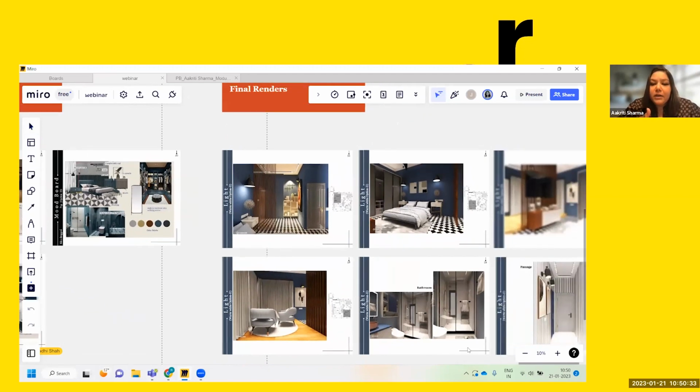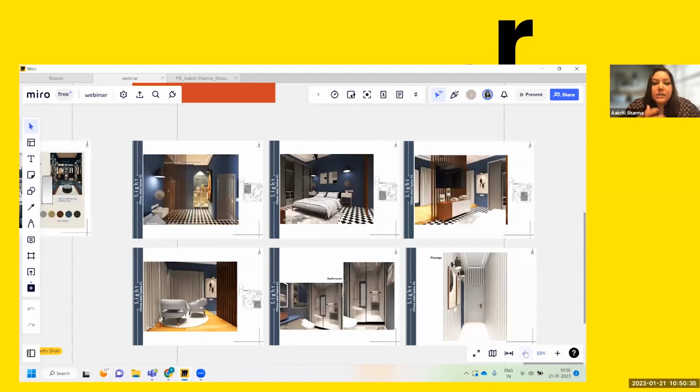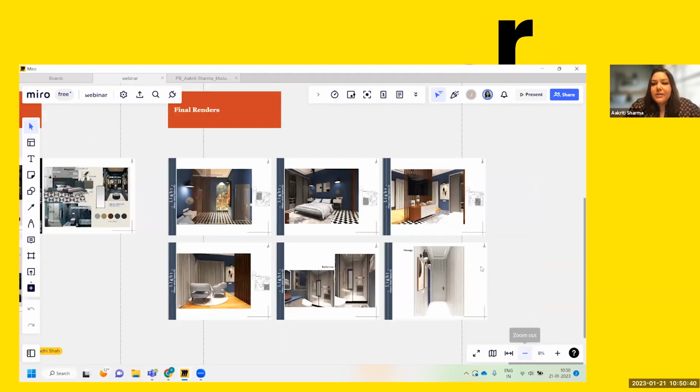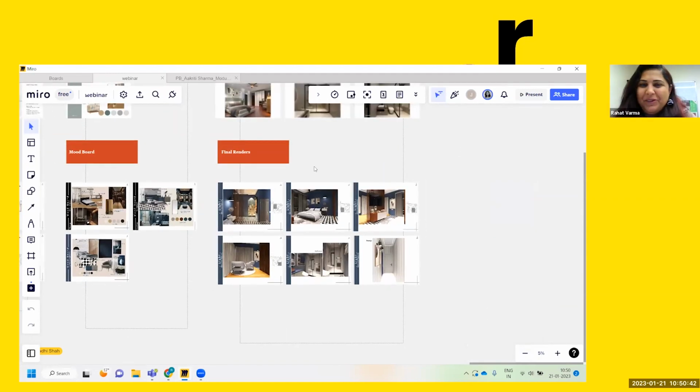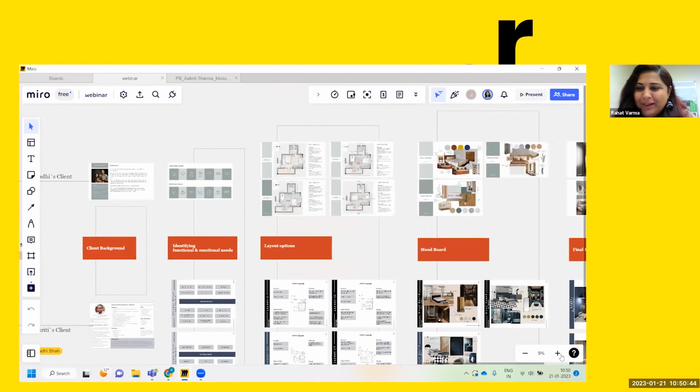Then I showed him how his house is going to look. So these were the final renders that I could get with the lighting, correct furniture and everything. And it was bang on. He liked it. Great. We'll now quickly look at Jaladi's as well.